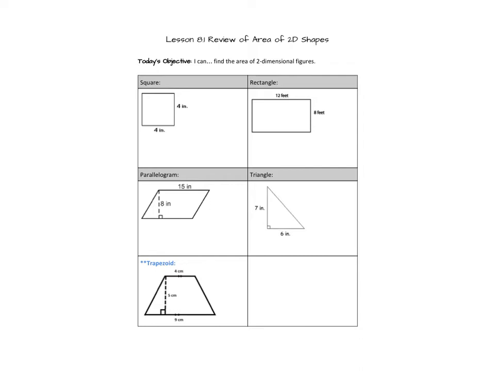If you can, take notes on a separate sheet of paper, that works too. Or you can print it out if you have a printer. So this first page is just going to be me going over notes. We're going to go over this lesson, and then I'll talk a little bit about the reference sheet as we go. So again, today's objective is I can find the area of two-dimensional figures, which is 2D.